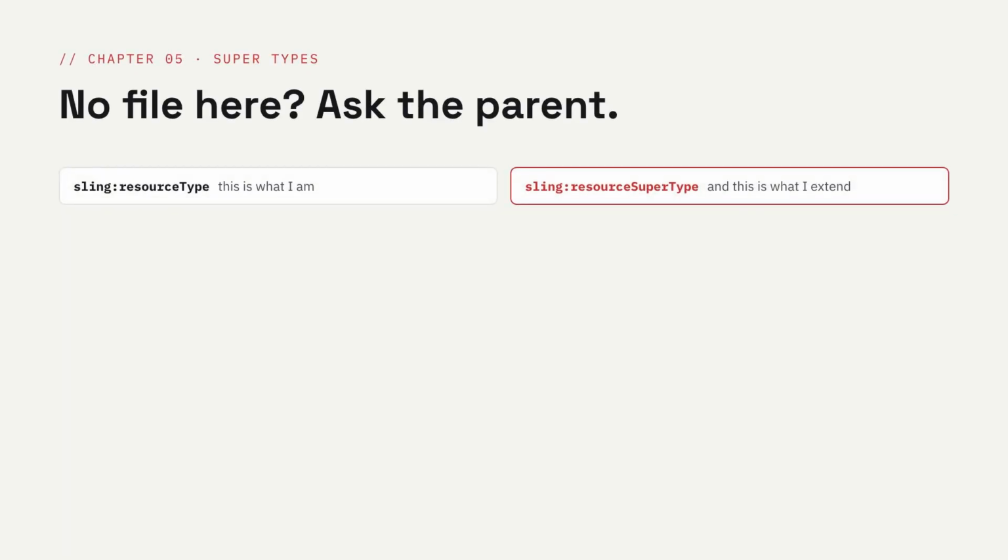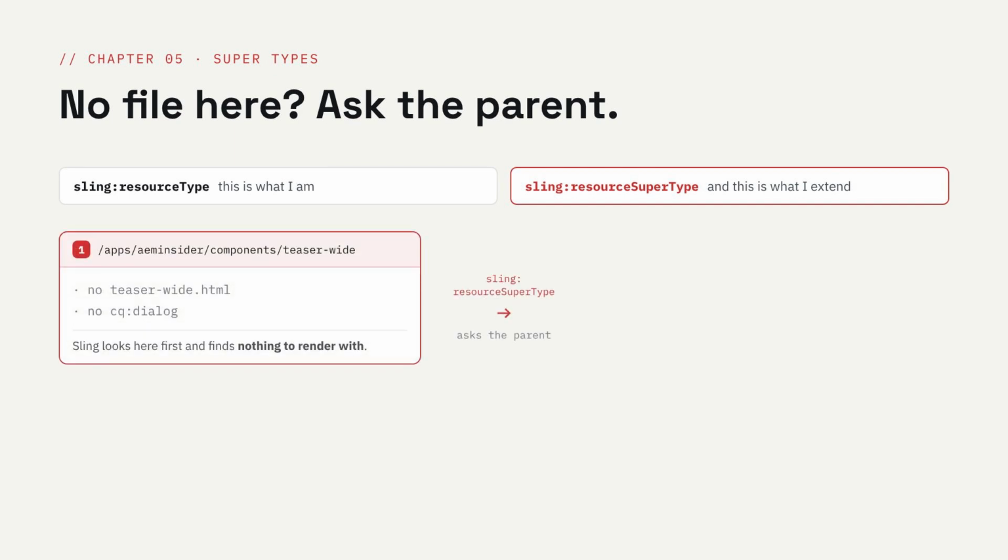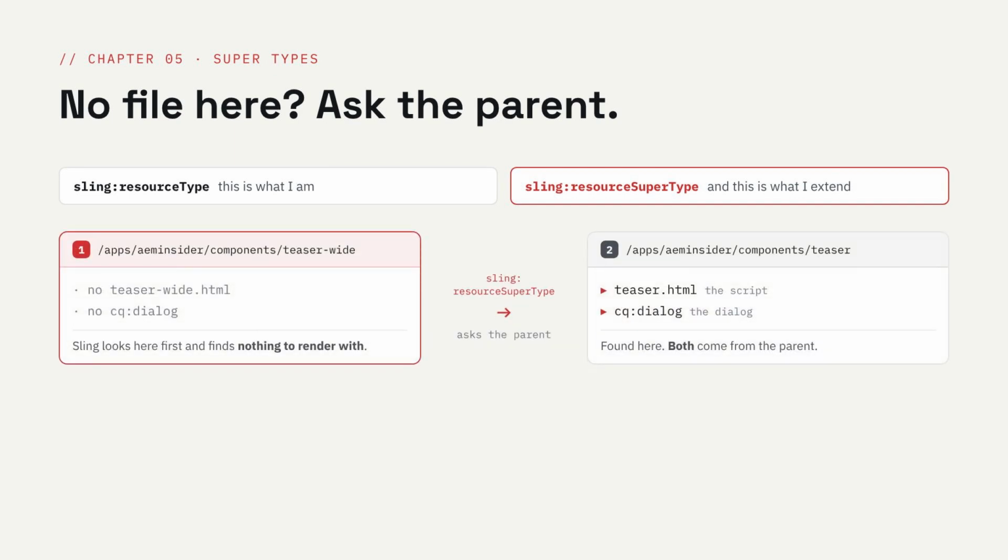sling:resourceType says, this is what I am. sling:resourceSuperType says, and this is what I extend. When Sling needs a file and your component does not have it, it follows the super type and asks the parent. If the parent does not have it either, it asks the parent's parent. It keeps walking up until it finds the file.